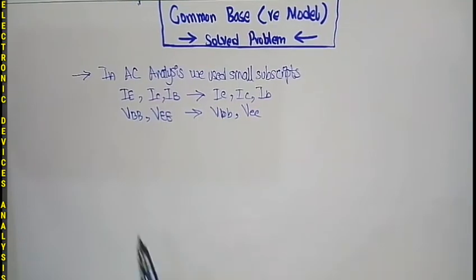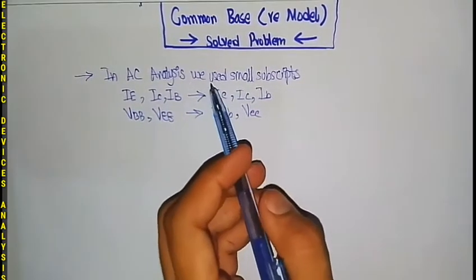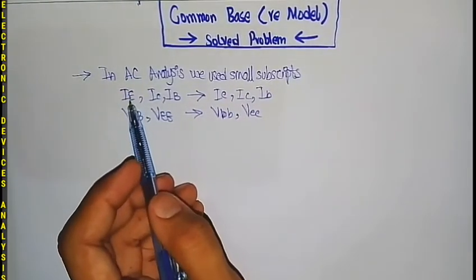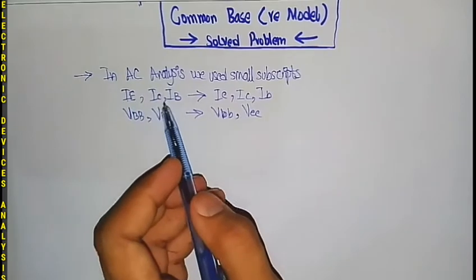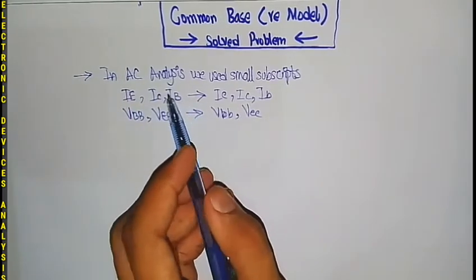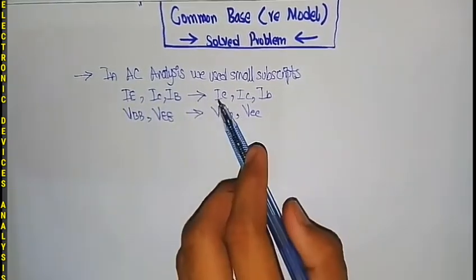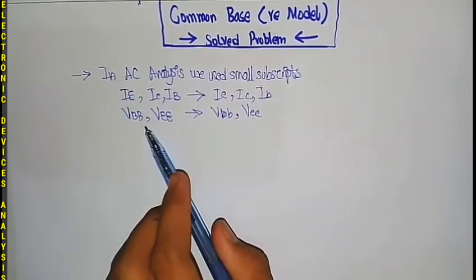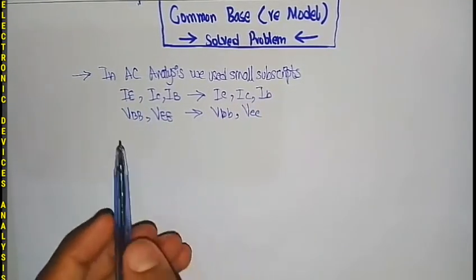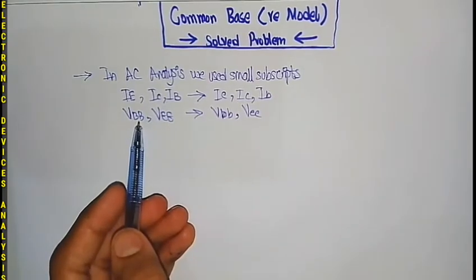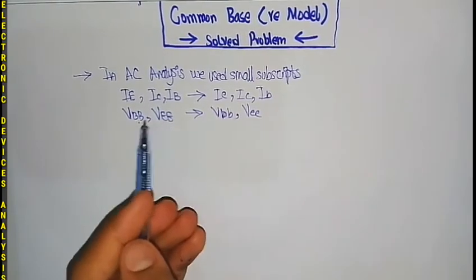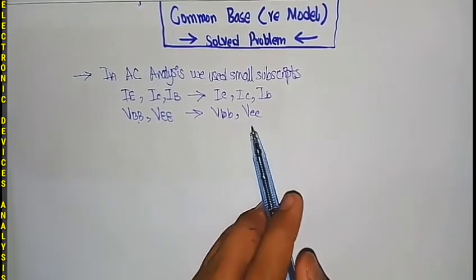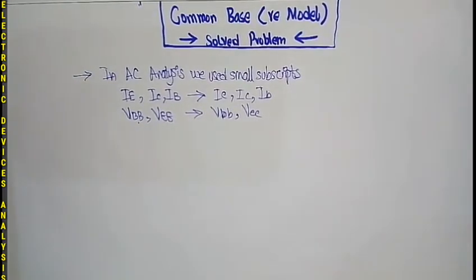So guys, first of all, in the AC analysis of the BJT we will use small subscripts. For the DC analysis we use capital IE, capital IC and capital IB for the currents of the transistor, and similarly in the AC analysis we use small subscripts. For the voltages in the DC analysis we also use capital VBB, capital VE for the base or emitter voltages, and we will use small subscripts for the AC analysis of the BJT.